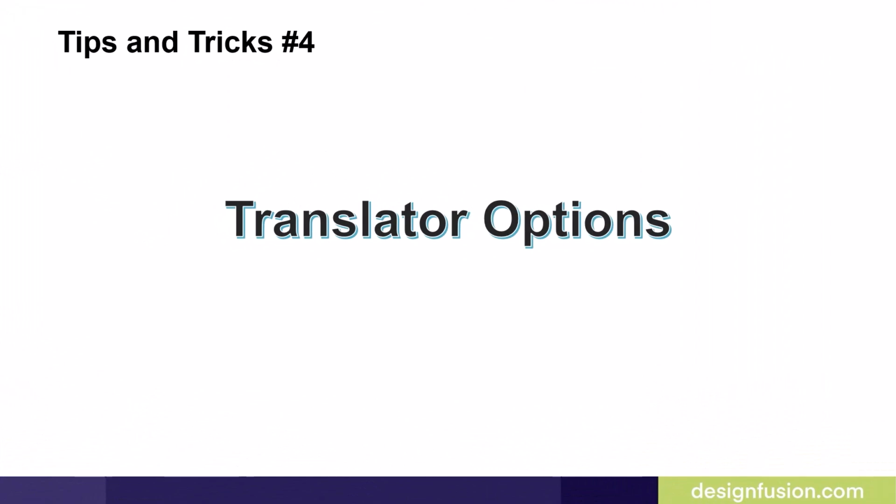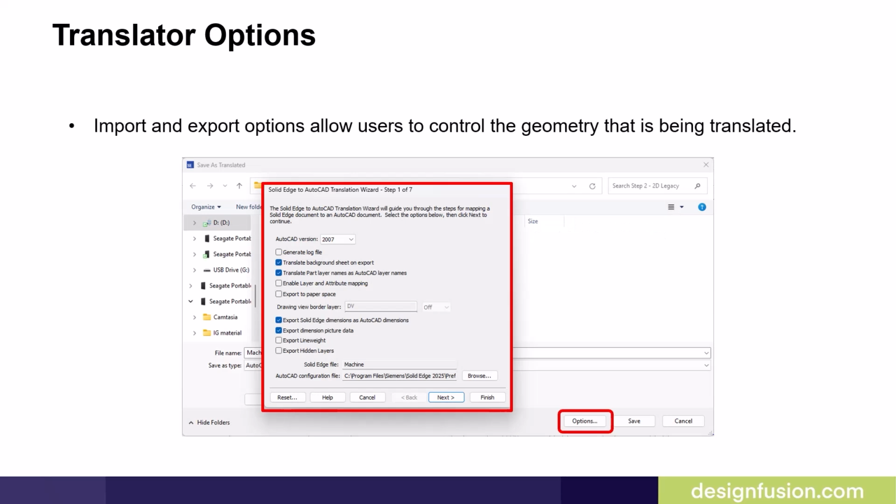Tips and tricks number 4, Translator options. We receive numerous calls regarding difficulties with translating files. When we ask users what options were used in the translations, many appear unaware that options exist. Whenever you import or export files through translators, you have the option to control what gets imported or exported. This is done through the options settings. These options are found on the Open dialog and the Save as Translated dialog. I will demonstrate one of these shortly in conjunction with the next tip.